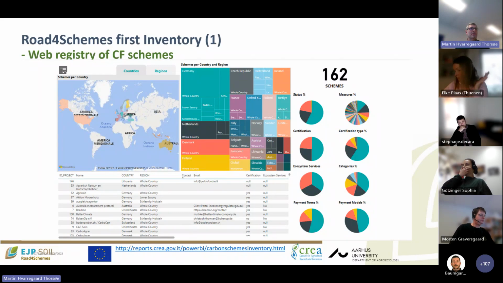In the Rule for Schemes project, one of the first tasks has been developing an inventory of these carbon farming schemes that we have identified across Europe, and we have looked at more than 162 of these schemes, and a couple of schemes beyond Europe that were interesting for us because we wanted to acquire some learning about how they design carbon farming schemes. It's accessible online, and later in his presentation, Bert will dive more into this inventory.